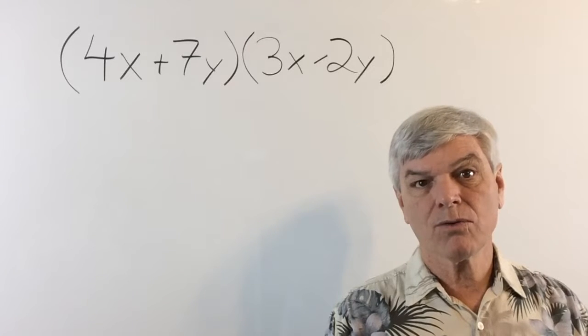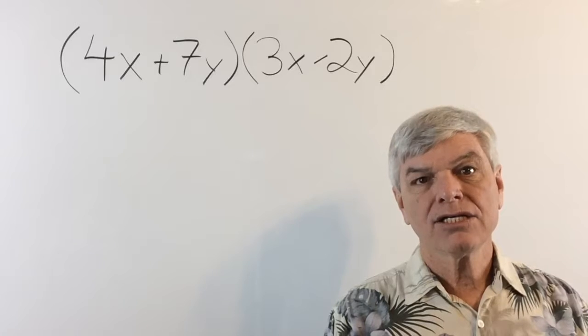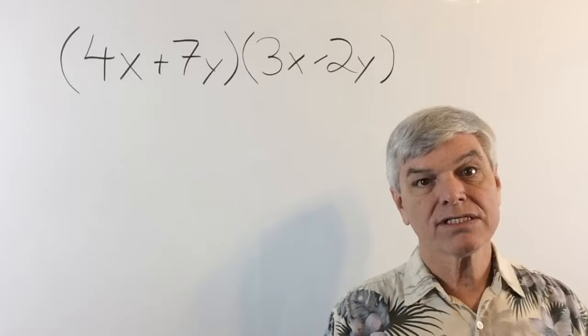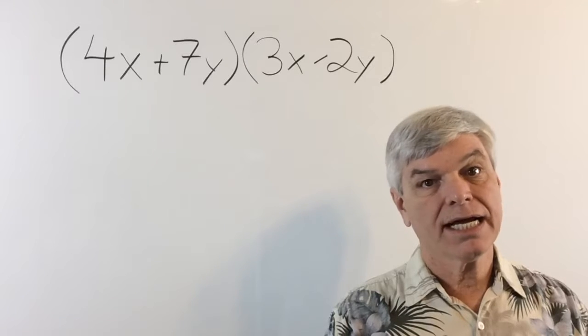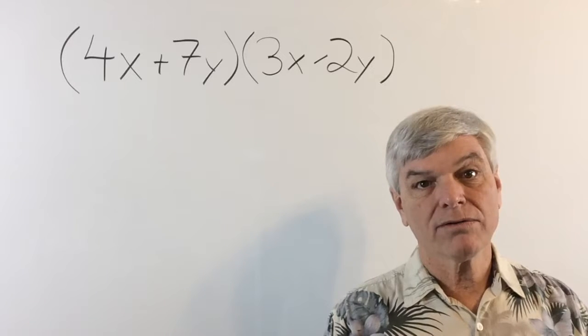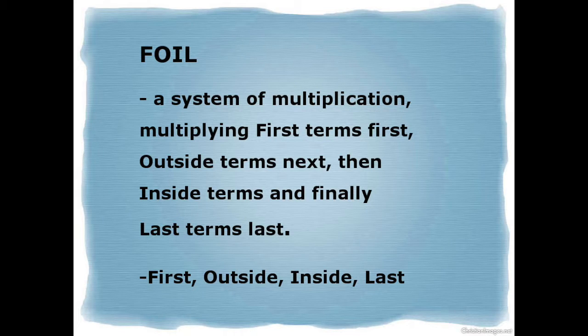So the first system that we're studying today is FOIL. It is not my favorite system. It is the favorite system of most people. And I'm going to show you later why it's not my favorite system. But let's look at FOIL. FOIL is a system of multiplication where we multiply the first terms first, then we multiply the outside terms, then we multiply the inside terms, then we multiply the last terms last.